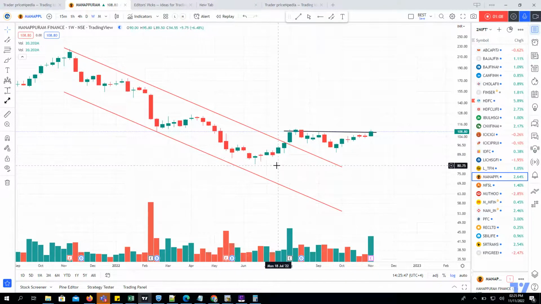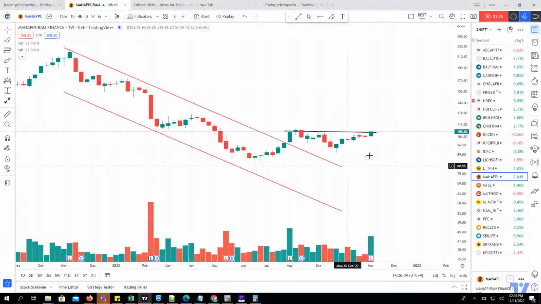What you can see here is that there are two bottoms being formed. This is the one bottom, and this is the second bottom. This is the higher high bottom. If you can see, this is deeper and this is higher. So I can say that this is a double bottom and it's a higher high bottom.